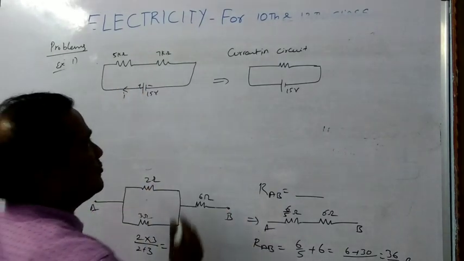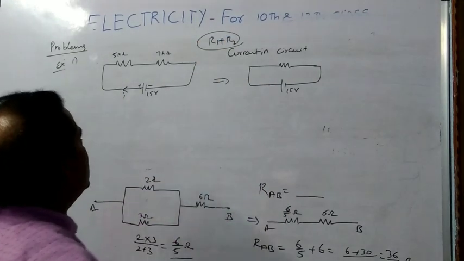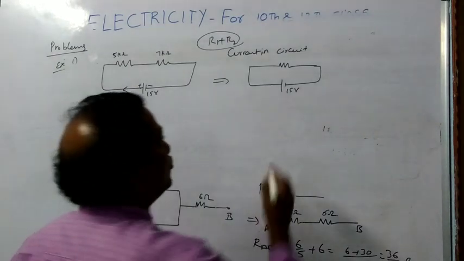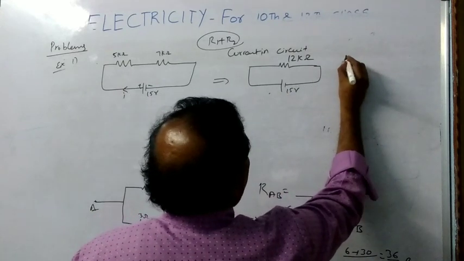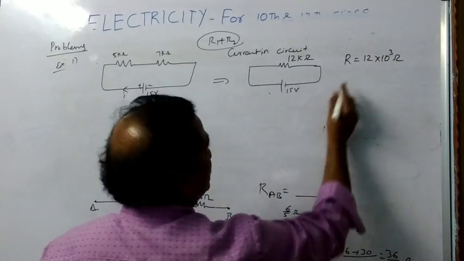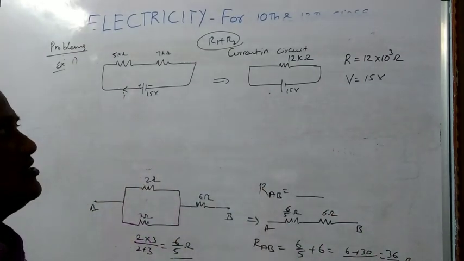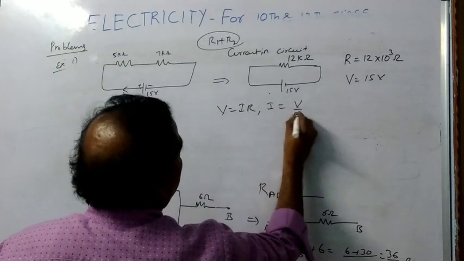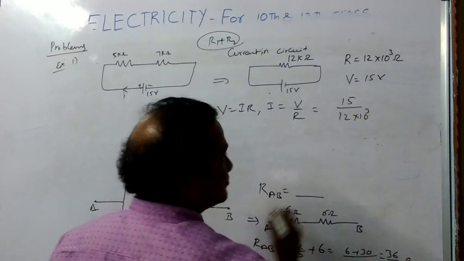Series means, as you know, the formula for series is R1 plus R2. That is 7 plus 5. That is how much? 12. That is 12 kilo ohms. This is 12 kilo ohms. Potential is here. So from the circuit I know the value of R is equal to 12 kilo. Kilo in the sense 10 power 3. Then the potential is 15 volts. As you know, according to Ohm's law, V is equal to IR, or I is equal to V by R, or simply 15 by 12 into 10 power 3.